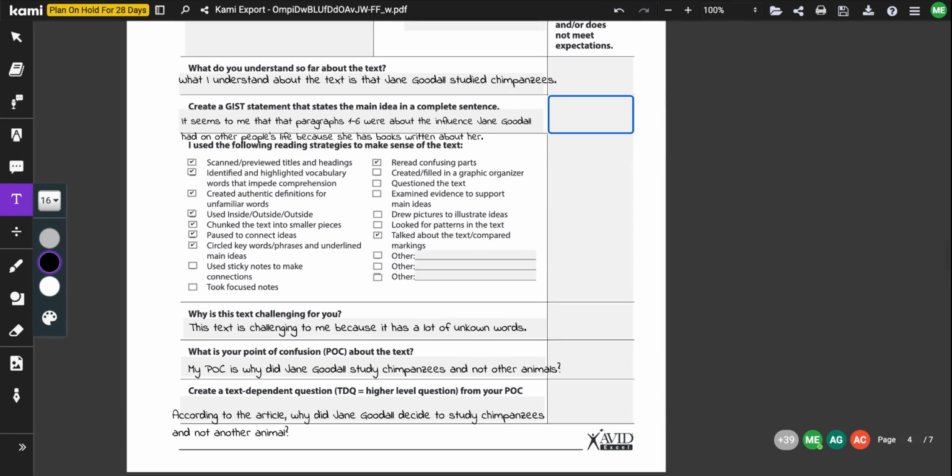So the very first step of the scholar group session is for everybody to share their TDQ question. So for example, if I was part of your group, I would share, according to the article, why did Jane Goodall decide to study chimpanzees and not another animal? Okay, this is a really good text dependent question because I referenced the article, and then this is some of the question. This is my POC question.